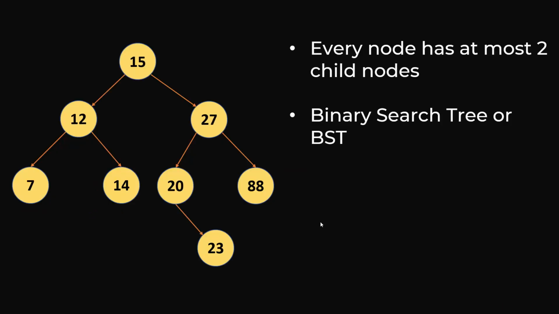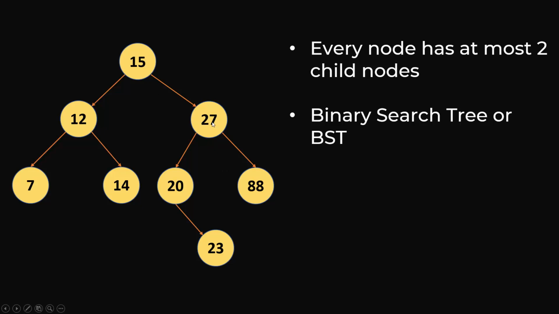Now a binary search tree is a special case of binary tree where the elements have some kind of order. Here the order is that all the nodes on the left hand side of a particular node have values less than this particular node. So for 15, if you look at this whole left tree, all the element values are less than 15. And on the right hand side, the values are greater than 15. And that applies to every node.